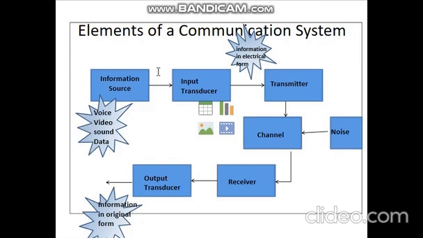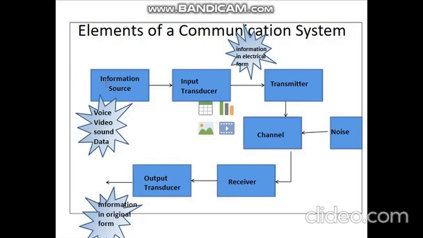The basic block diagram of any communication system includes the information source, input transducer, transmitter, and the signal goes through the channel where the noise is added. Then the signal is received by the receiver section, and then you have an output transducer. Each of the functions of these blocks is as below.